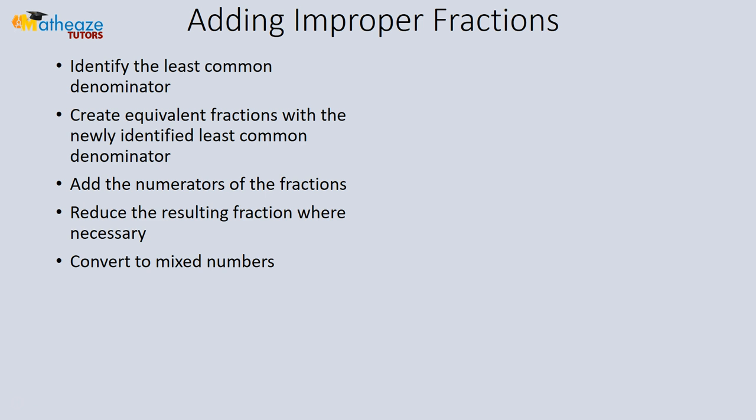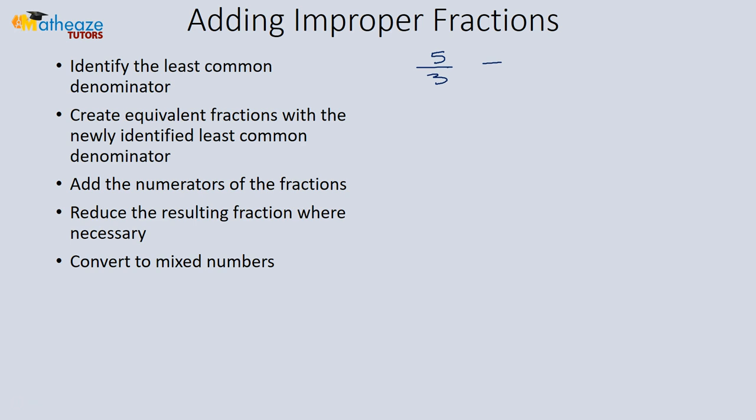Next, we will be looking at improper fractions. We're going to apply the same method. Remember, an improper fraction is one in which your numerator is larger than your denominator. So we're going to start off with like denominators, and then we'll go ahead to unlike denominators. So let's start off with like denominators.